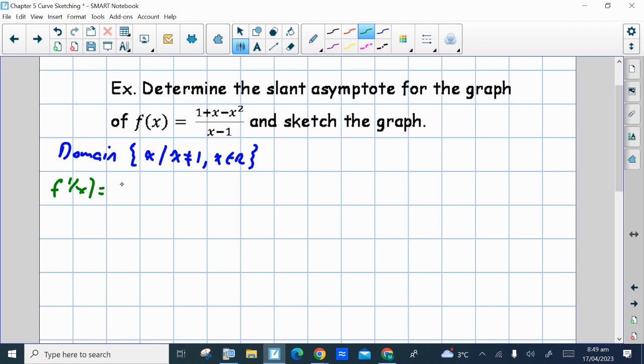So the derivative of the top, which will be negative 2x plus 1, times the bottom, which is x minus 1, minus the derivative of the bottom, which is 1, times the top, all over the bottom squared.